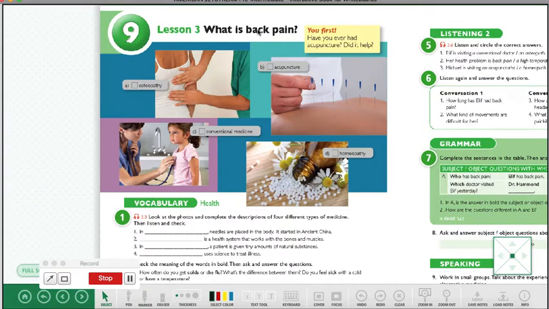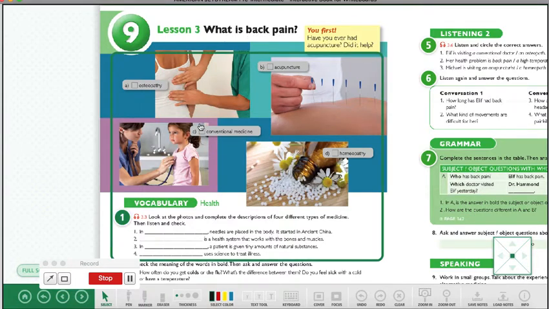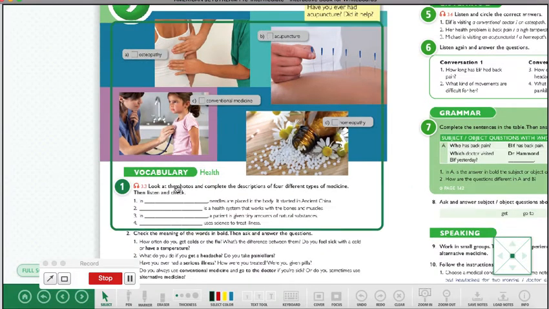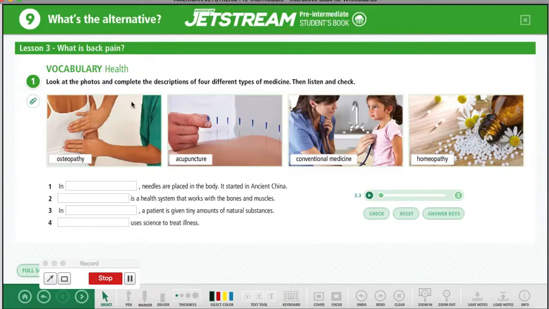What is back pain? Back pain is a health problem. So let's go over exercise number 1, which is about vocabulary. Okay, let's read the instructions. Look at the photos and complete the descriptions of 4 different types of medicine.